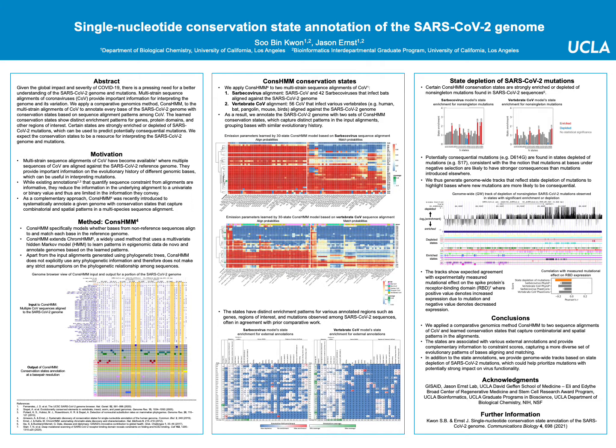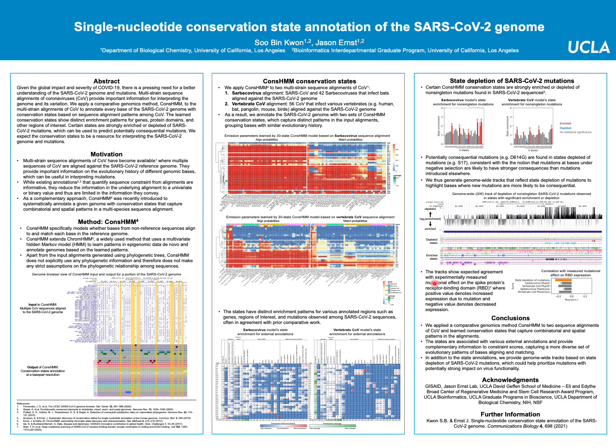In this work, we apply Cons-HMM to two multi-strain sequence alignments of coronaviruses, both of which have SARS-CoV-2 as their reference. The first one is the sarbecovirus alignment, which consists of SARS-CoV and 42 sarbecoviruses that infect bats. The second consists of 56 coronaviruses infecting various vertebrates ranging from human to birds. By applying Cons-HMM to these two alignments separately, we learn two sets of conservation states, 30 states from the sarbecovirus alignment and another 30 states from the vertebrate coronavirus alignment.